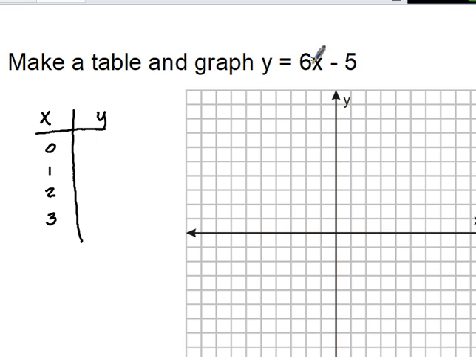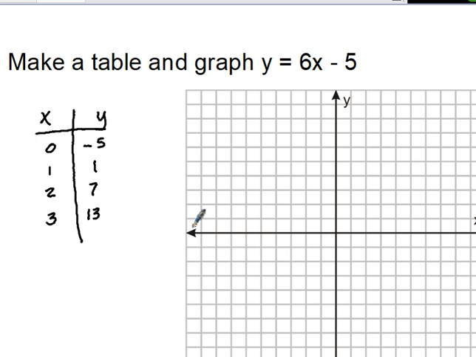So when I put a 0 in for x, 6 times 0 is 0, minus 5 gives me a negative 5. When I put a 1 in for x, 6 times 1 is 6, minus 5 gives me a 1. When I put a 2 in for x, 6 times 2 is 12, minus 5 gives me 7. And when I put a 3 in for x, 6 times 3 is 18, minus 5 gives me 13. So I've got 4 points that I'm going to use to go ahead and graph my line.